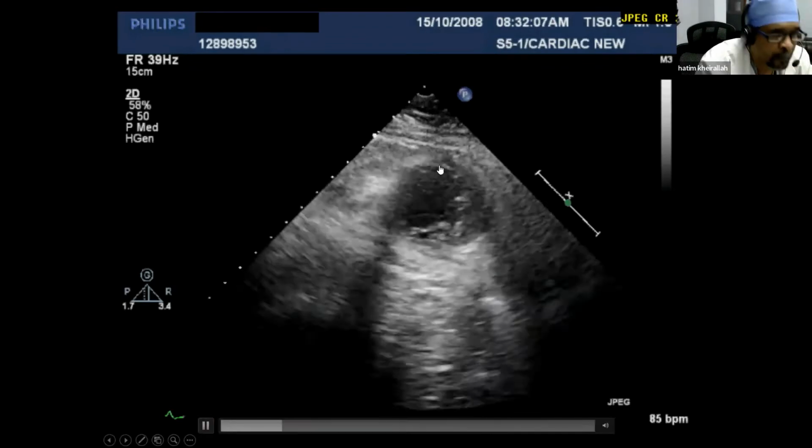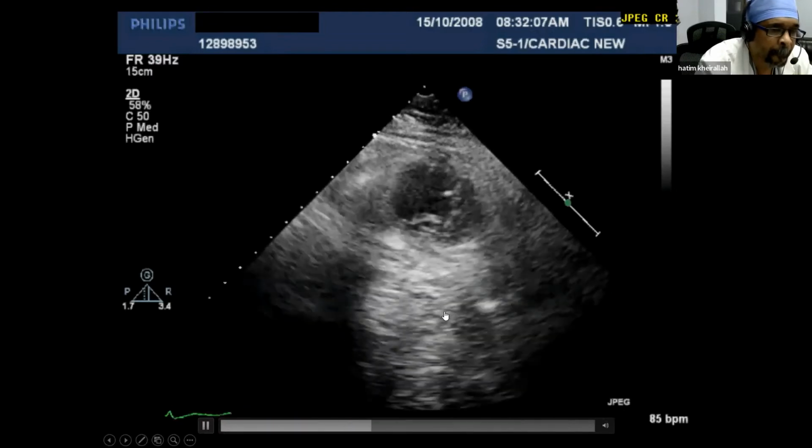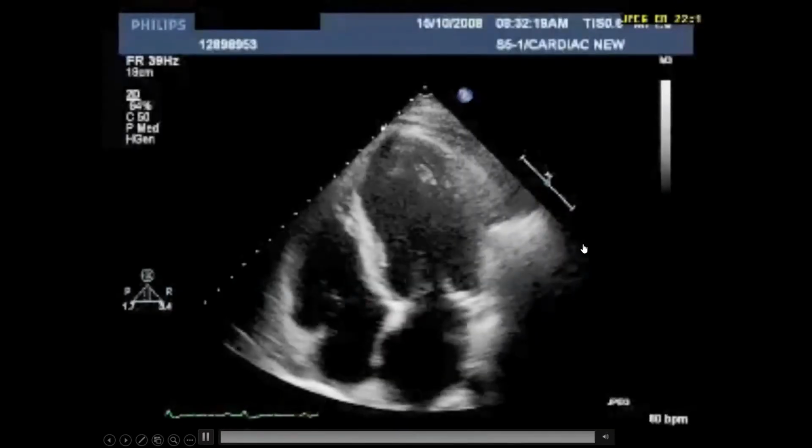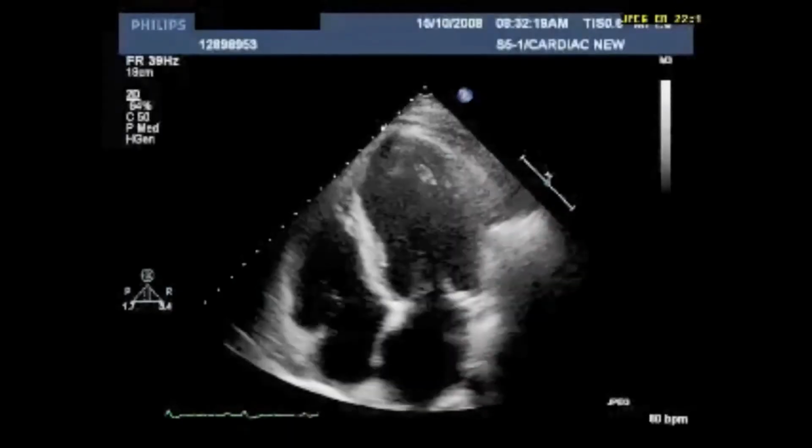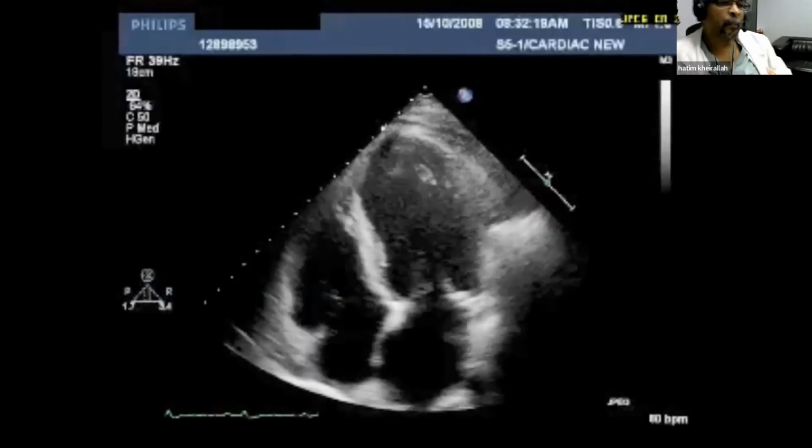Okay, but this is akinetic. Now, what do you see here? You also describe the view and the abnormality.